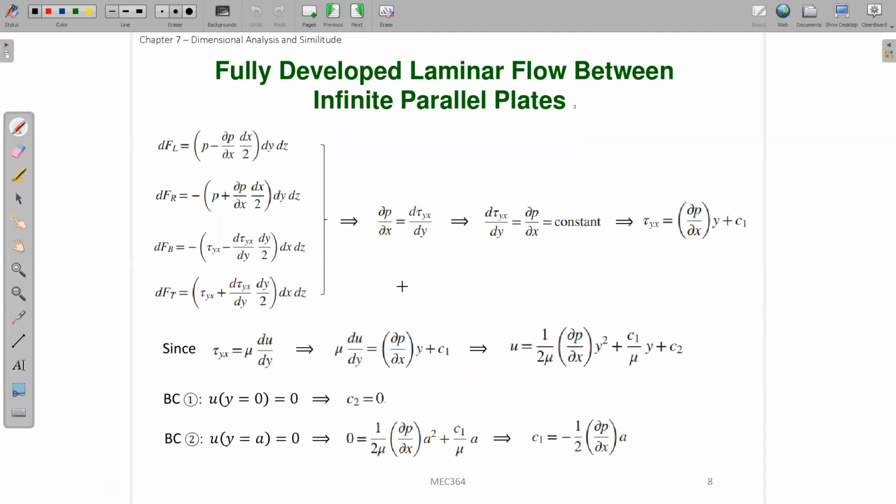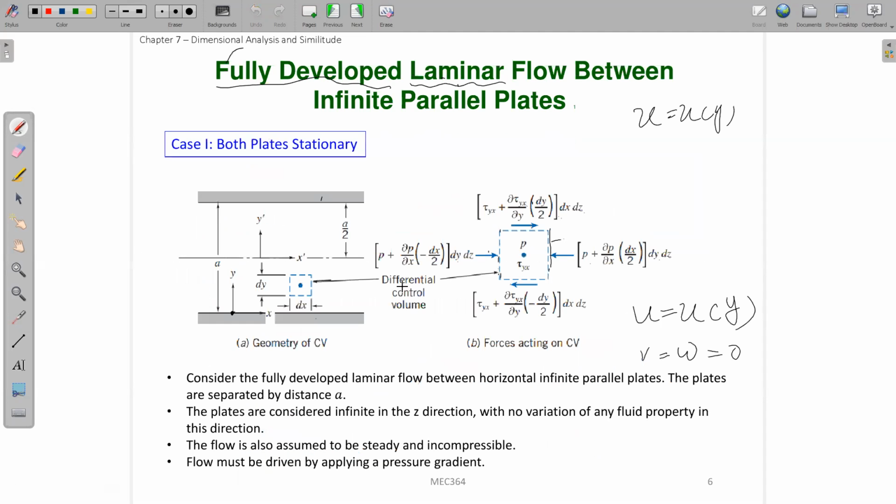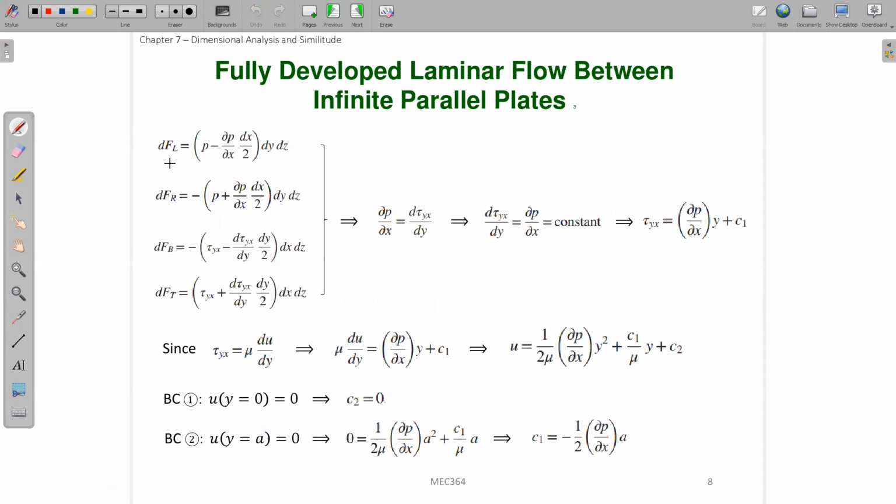Now with this result in mind, from these pictures you see that on the left face, this is the pressure force. On the right face, this is the pressure force. On the bottom face, this is the shear force in the positive x direction. And on the top face, this is the shear stress force in the positive x direction. You add all these x direction forces on the 4 surfaces together, and they should be equal to 0. So you should have dFl plus dFr plus dFb plus dFt, and it should be equal to 0.